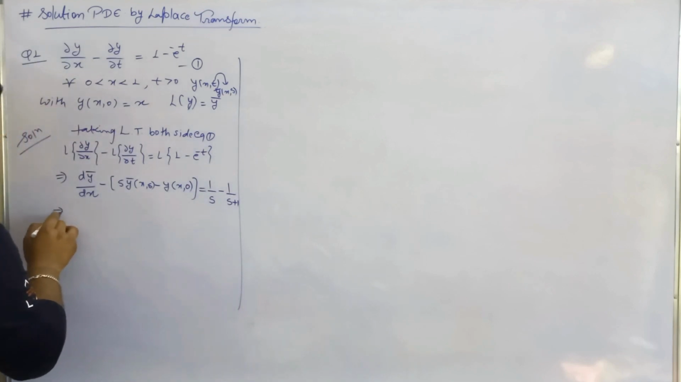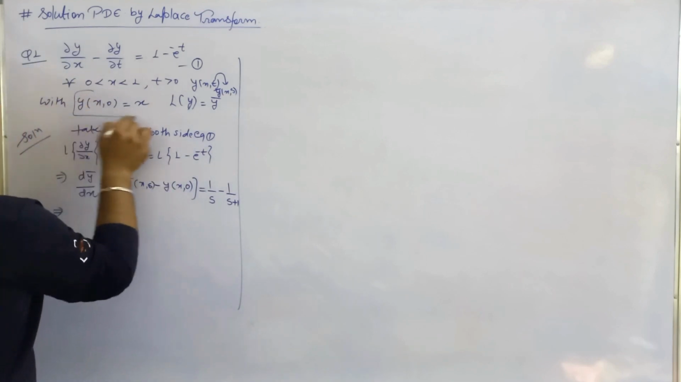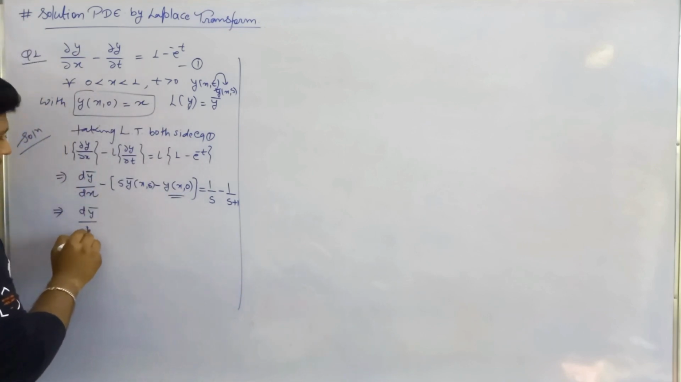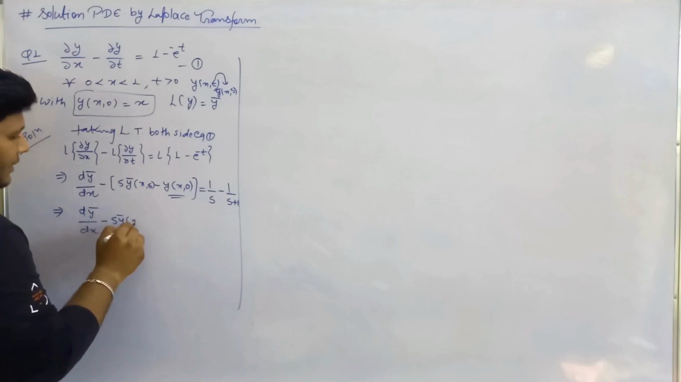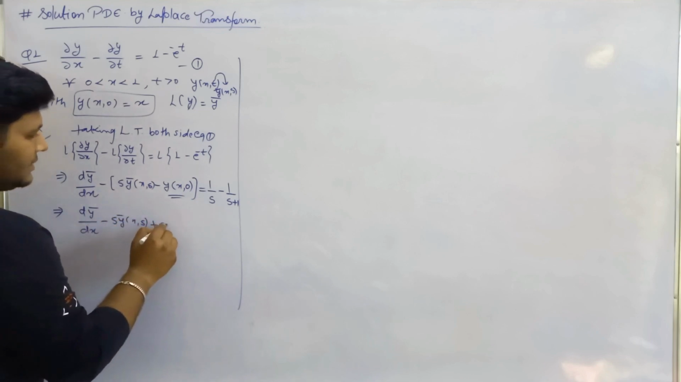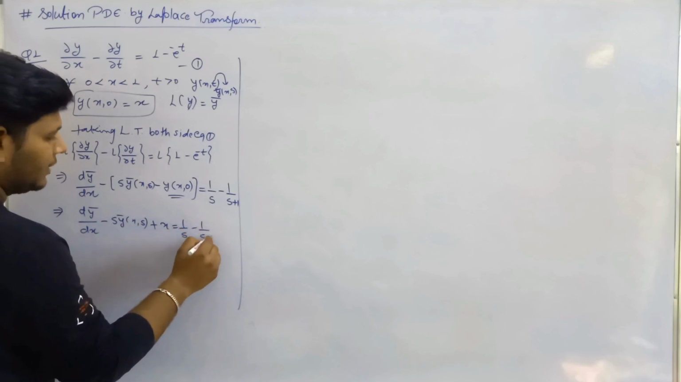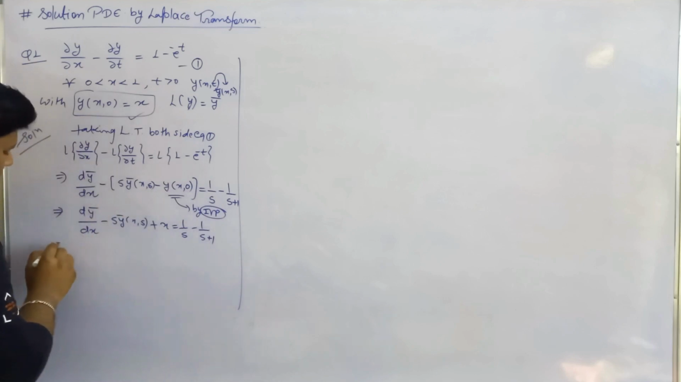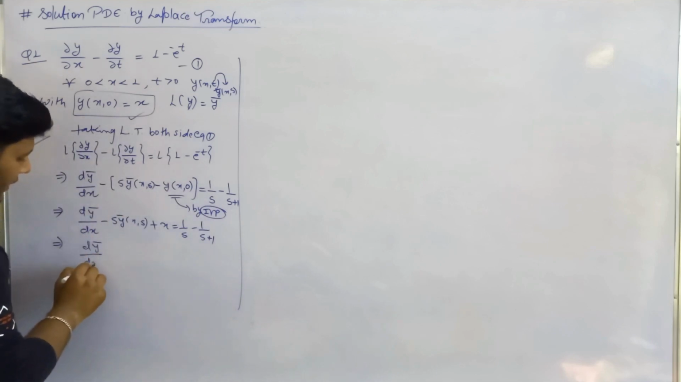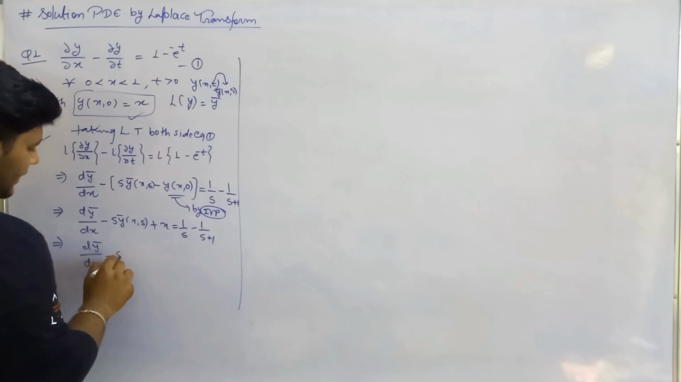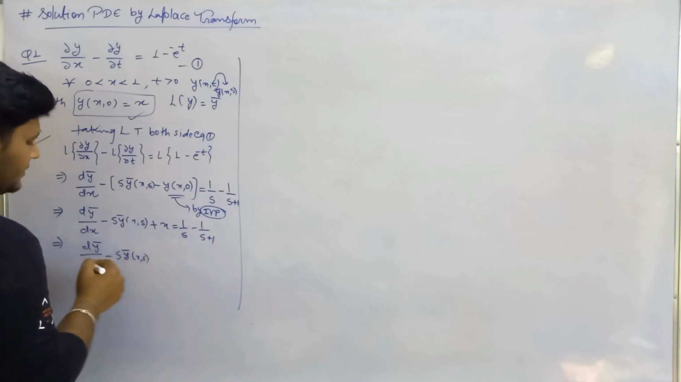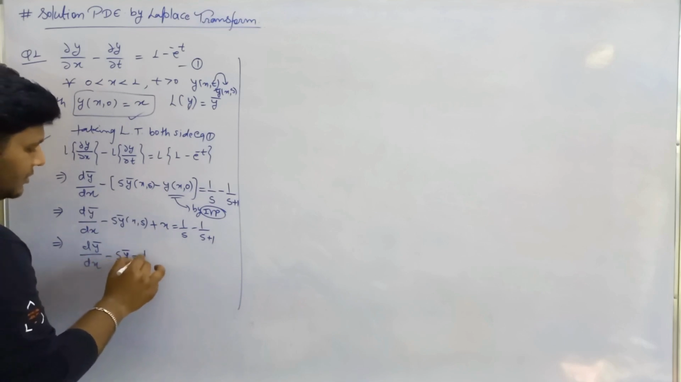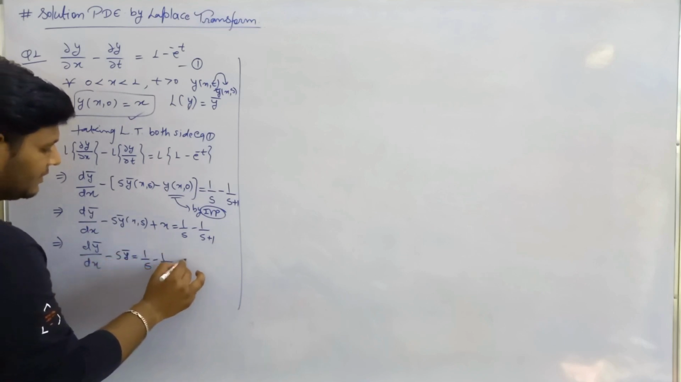Now we get an ordinary differential equation by applying the initial value condition. We have this initial value condition, which is y of x comma 0 equal to x. So d y bar over dx minus s y bar of x comma s, plus y of x comma 0, equals 1 upon s minus 1 upon s plus 1. Now it will be d y bar over dx minus s y bar, where I can simply write y bar, is equal to 1 upon s minus 1 upon s plus 1 minus x.